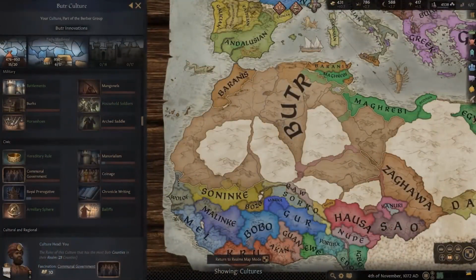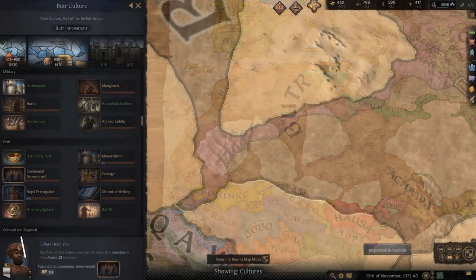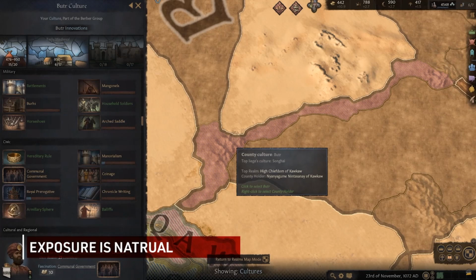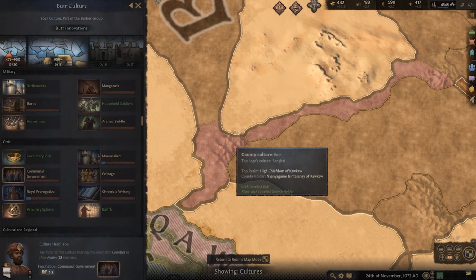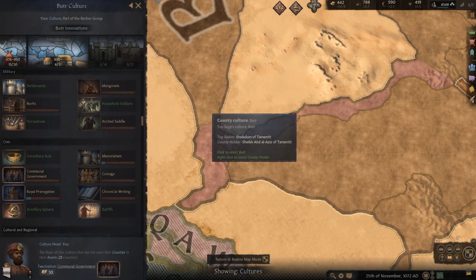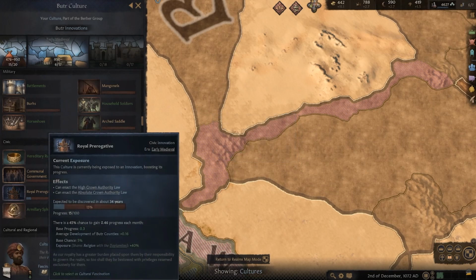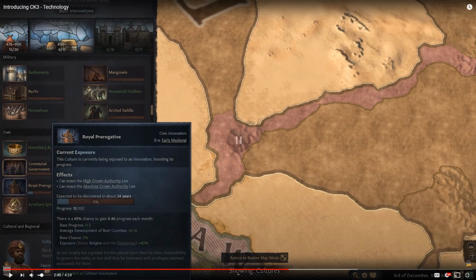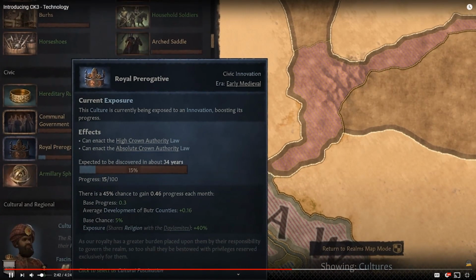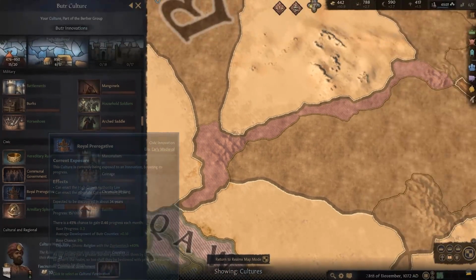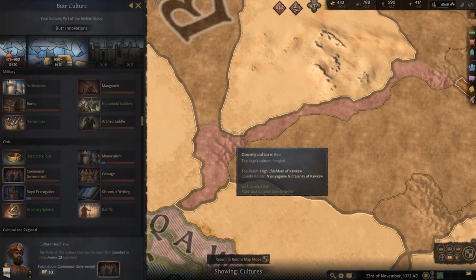The real progression occurs with 2 factors: exposure and fascination. Exposure is a natural process, and it occurs when your culture shares a border with another culture that has a specific innovation. The more you have in common with those other cultures, such as the same religion, same culture group, etc., and the more counties that border that other culture, the faster the innovation will unlock. Oh, you can like leech, you know what I'm saying? Oh, that's pretty cool.